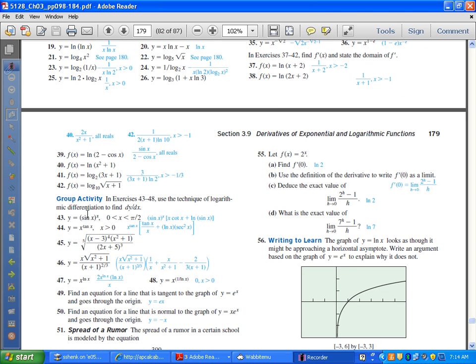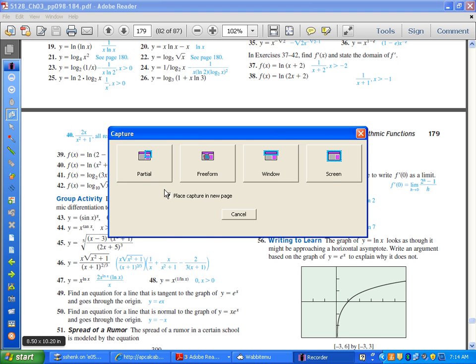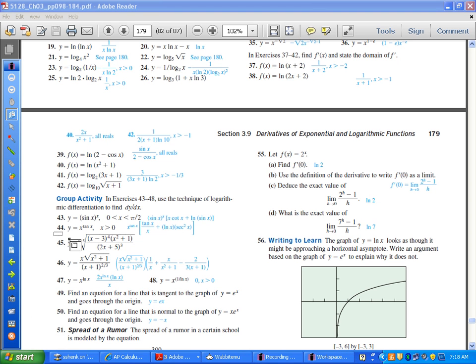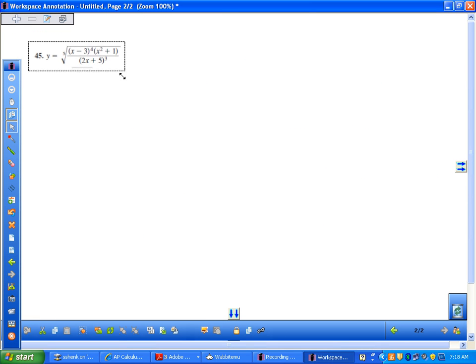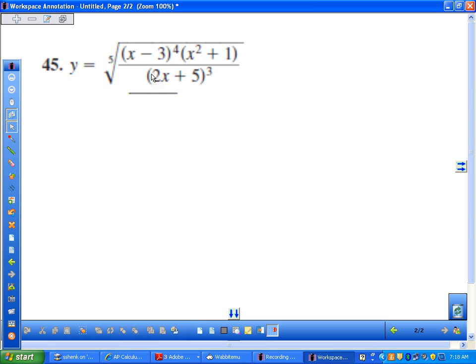Directions are: use the technique of log differentiation to find dy dx in 45. And 45's got a lot to it. First of all, folks, kind of going along with the habit we've had all year, do we really, in calculus when we're taking derivatives, do we really want to see roots? What have we always rewrote the roots as? Fractional exponents. So let's look at that first.